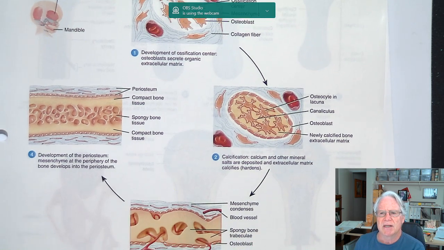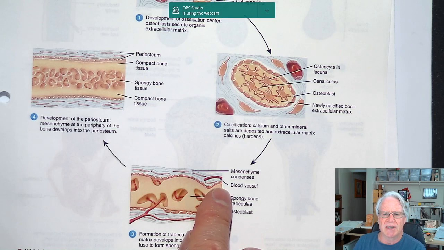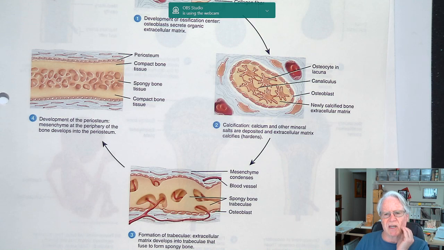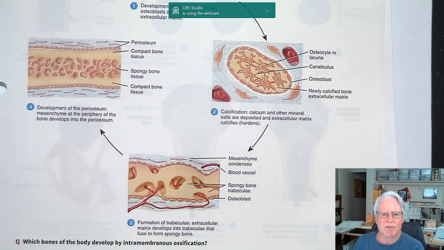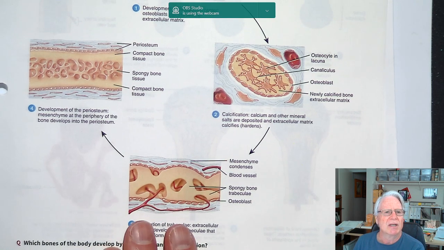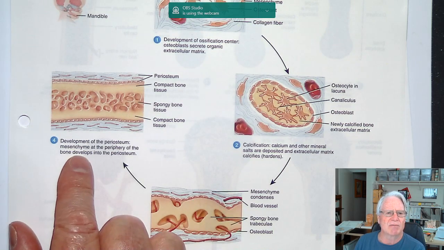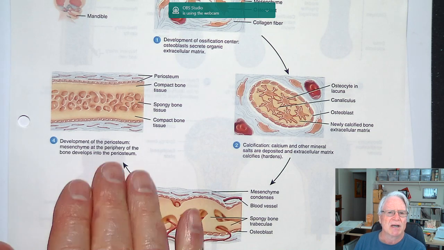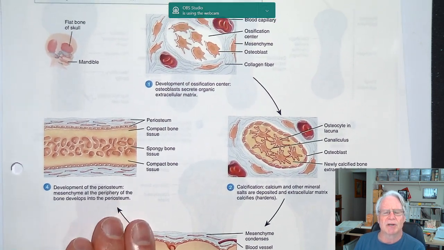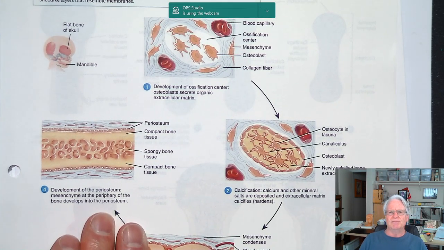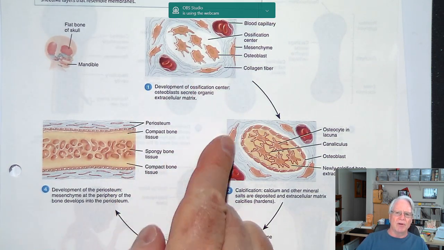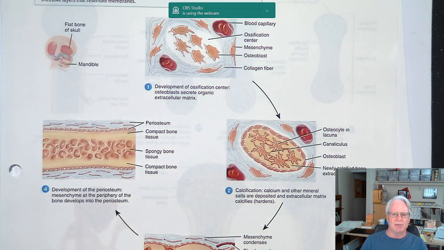And then mesenchymal cells will condense on the outside of the forming trabeculae. Extracellular matrix develops in the trabeculae, which then fuse to form spongy bone. Then the mesenchyme at the periphery of the bone develops into the periosteum or endosteum, depending on where we are in the bone. This is a condensed summary of all the notes that we put down in our textbook, so I just wanted to remind everybody.